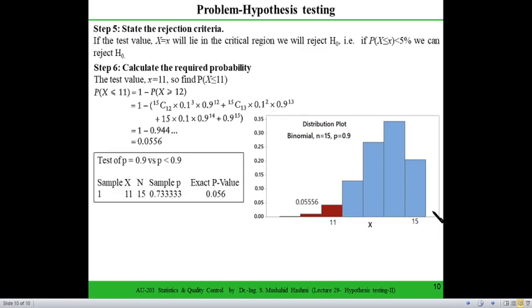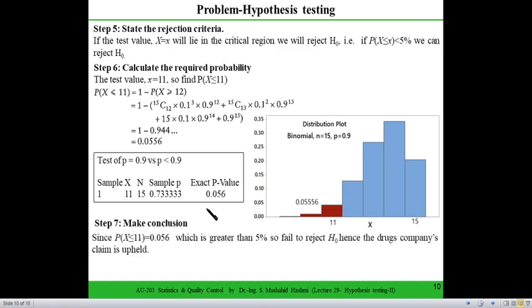So here we calculate the probability. Your hypothesized proportion defective is 0.9 versus less than 0.9. Here you are taking a sample where x, your random variable, is 11, and n is your sample size. Your sample proportion comes out to be 0.733, and its p-value comes out to be 0.056.